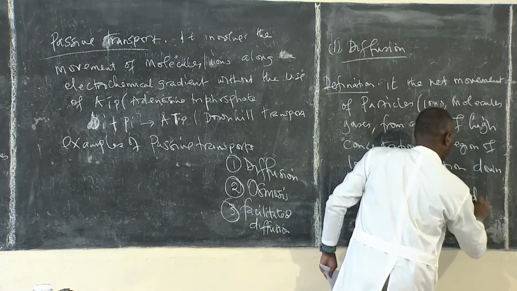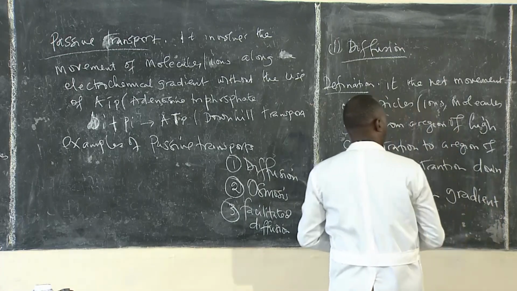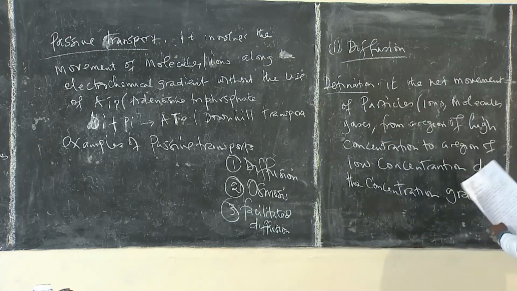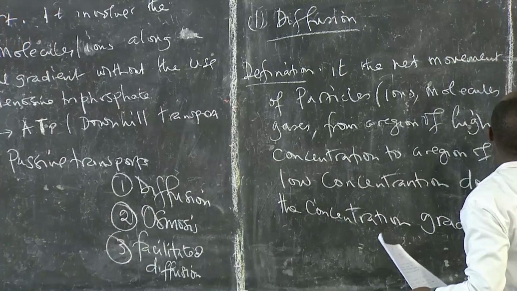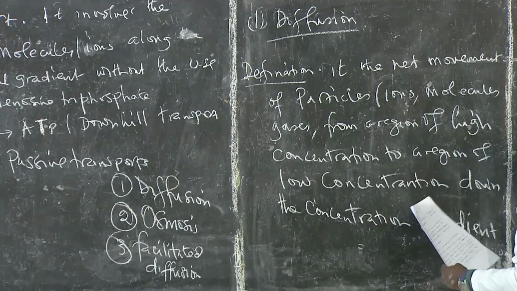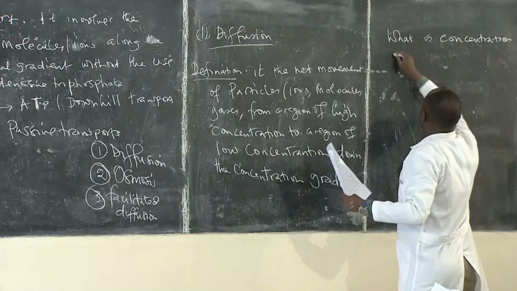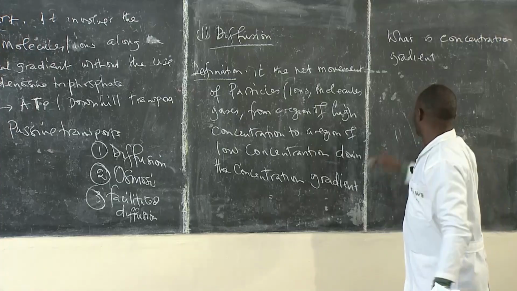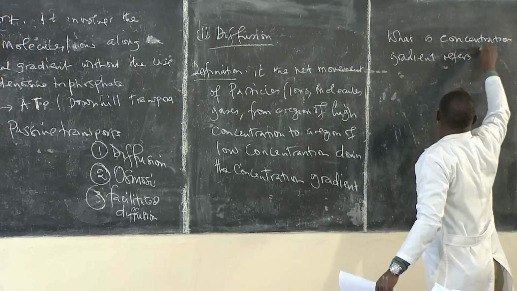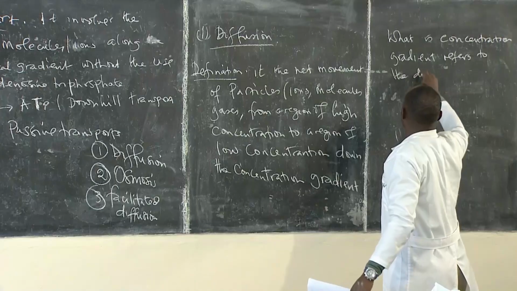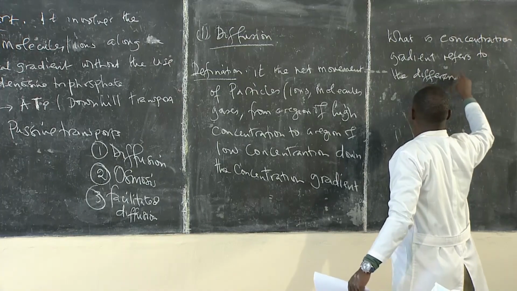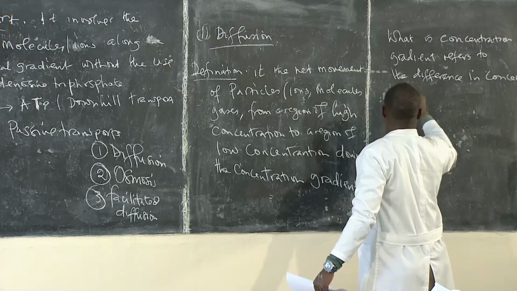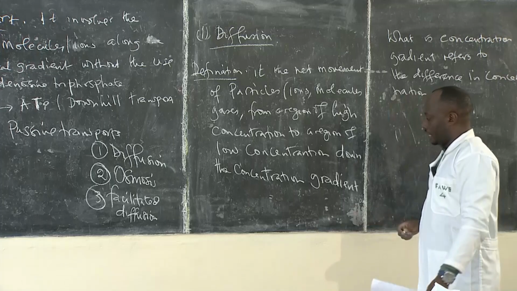If I say down the concentration gradient, what does it mean? What do you understand by concentration gradient? What is concentration gradient? Concentration gradient refers to the differences in concentration. Let me just say maybe an example.